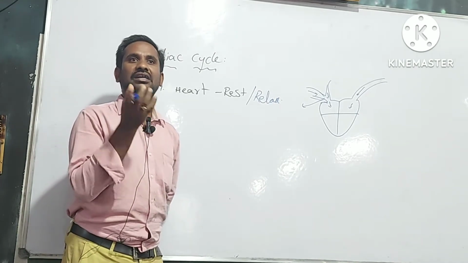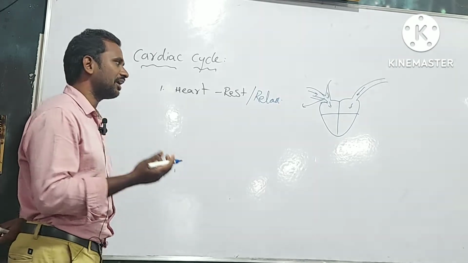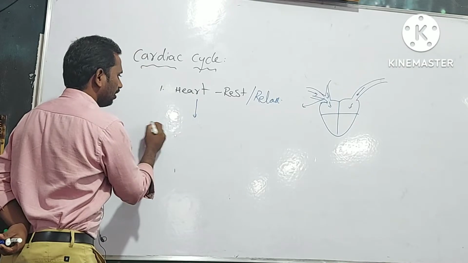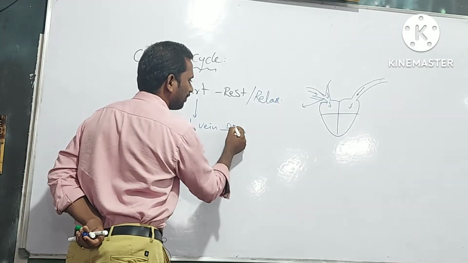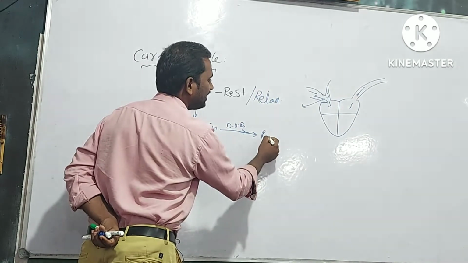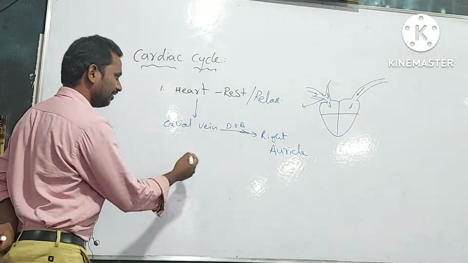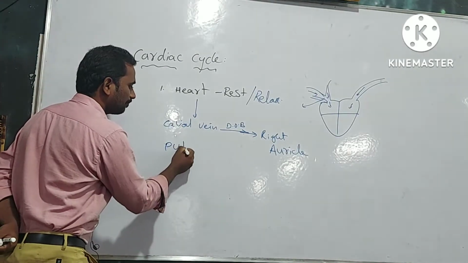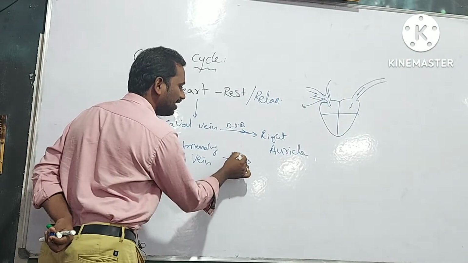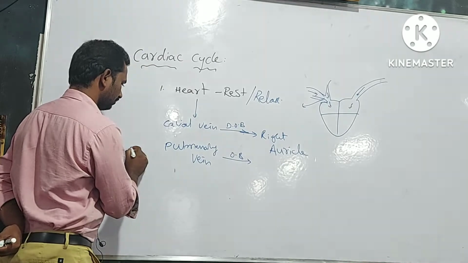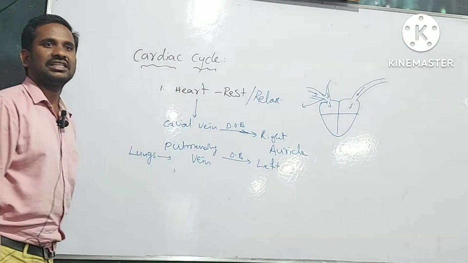So in the relaxation stage, how is the blood collected by the heart chambers or auricles? The caval vein collects deoxygenated blood to the right auricle or right atrium. Then the pulmonary vein collects oxygenated blood from the lungs to the left auricle. This is the condition now.